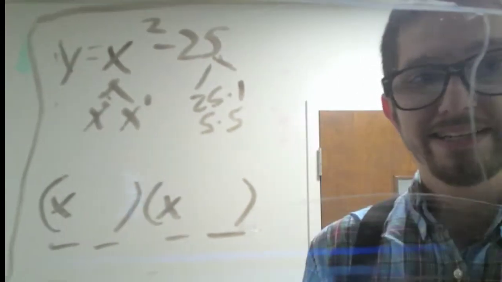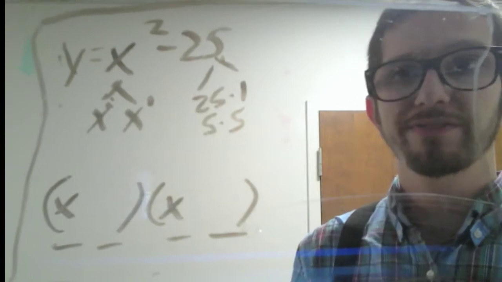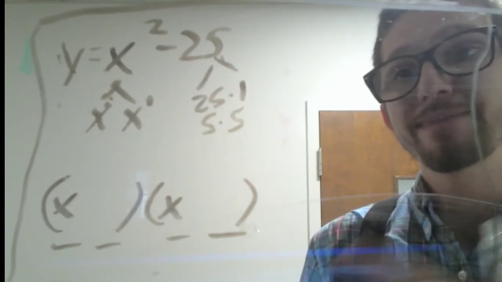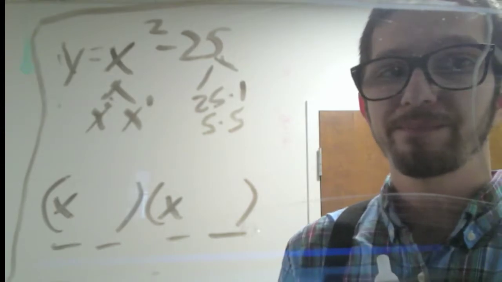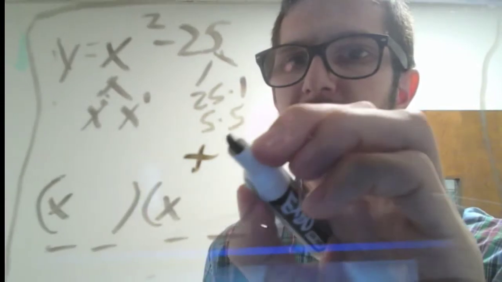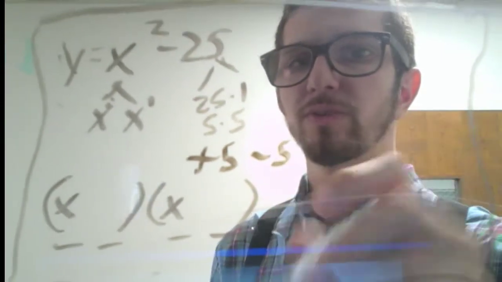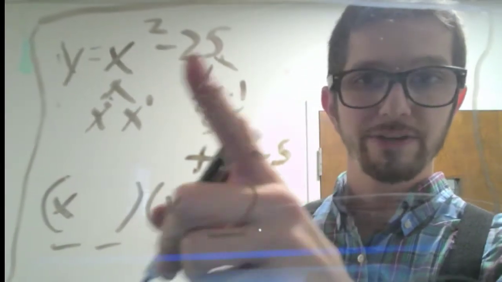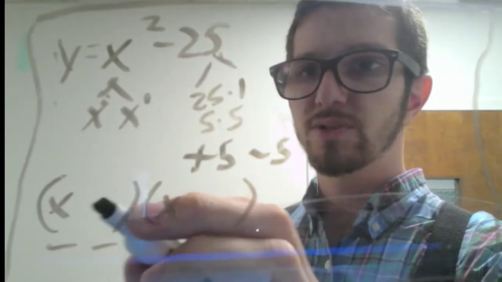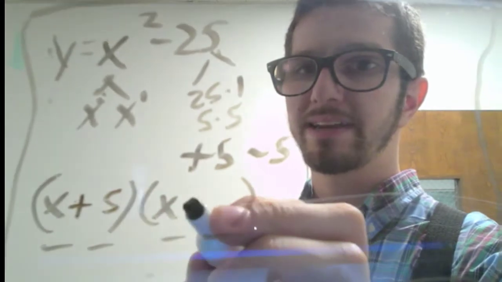25 plus 1 is 26. That's not no number. 1 minus 25 is negative 24. That's not it. 5 plus 5 is 10. 5 minus 5 is 0. That gives us 0. So a positive 5 and a negative 5 would multiply to give me negative 25, and they would also add to give me 0. So that has to be the answer. So I have x plus 5 and x minus 5.